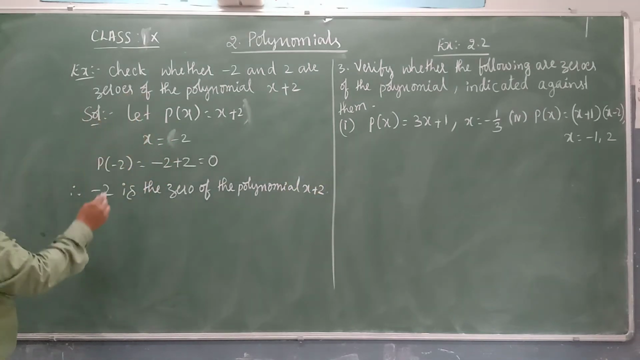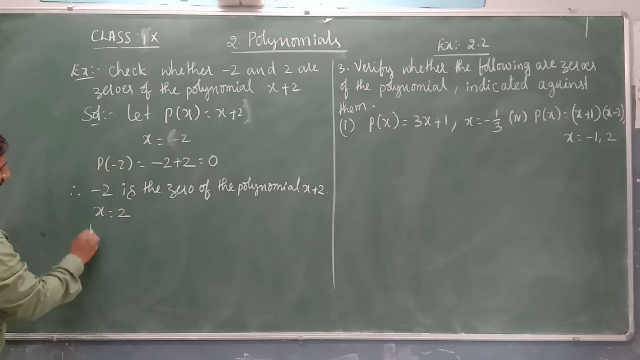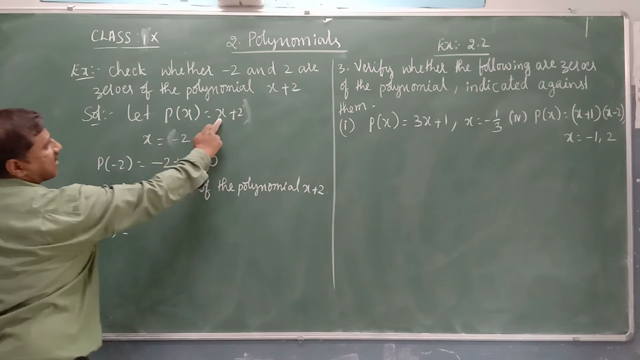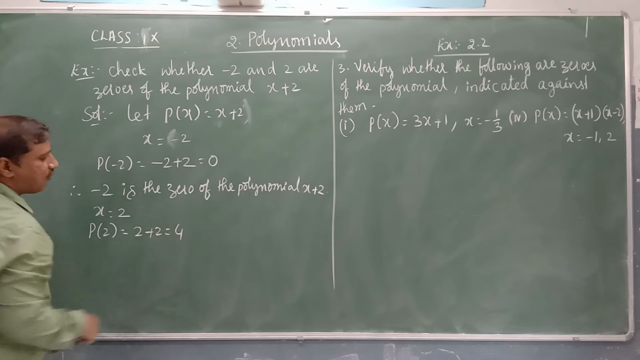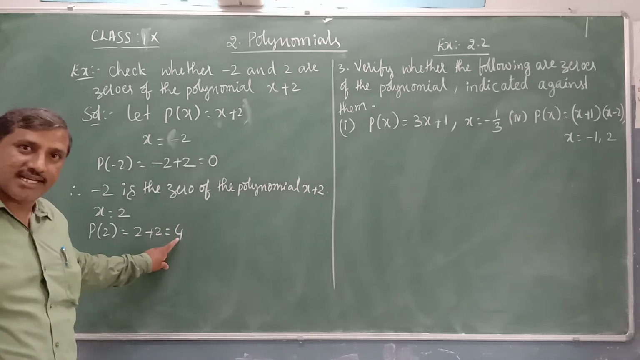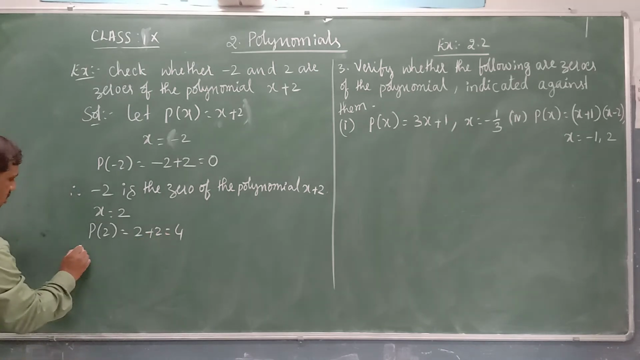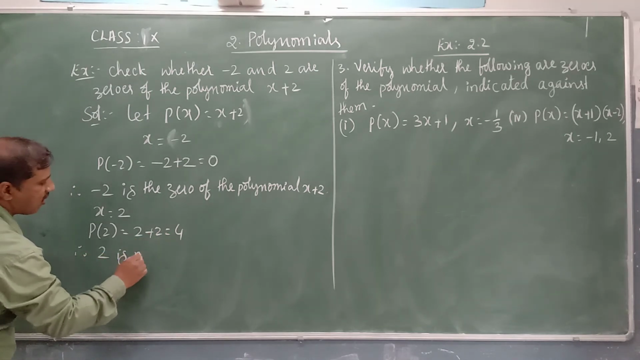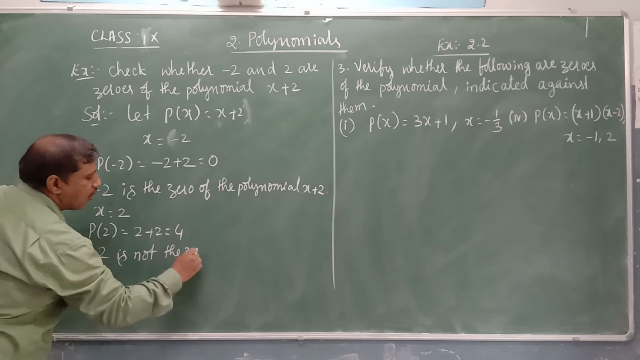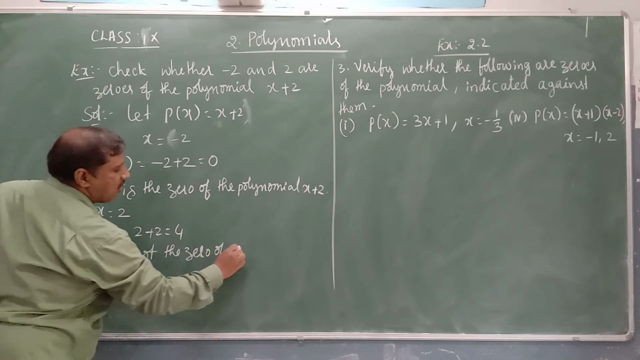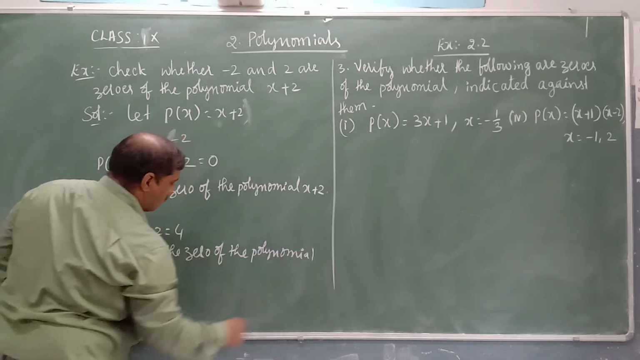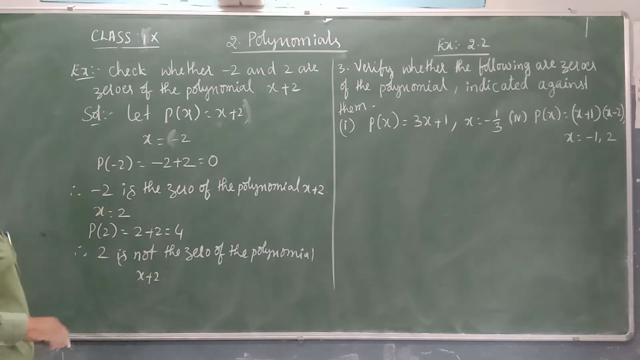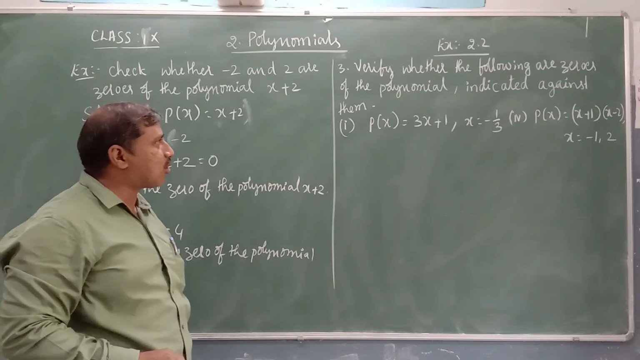Similarly, check x is equals to 2. If x is equals to 2, that is p of 2 is equals to, write in the place of x as 2, that is 2 plus 2, which is equals to 4. Here the value is not 0. Therefore 2 is not the 0 of the polynomial x plus 2. Like this we can check or verify. Similarly, here we have a few more questions.